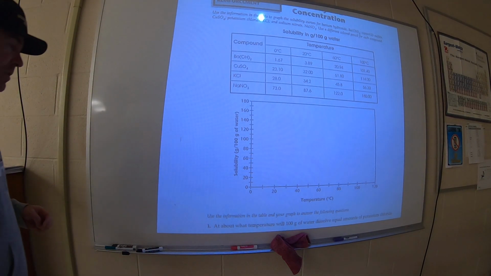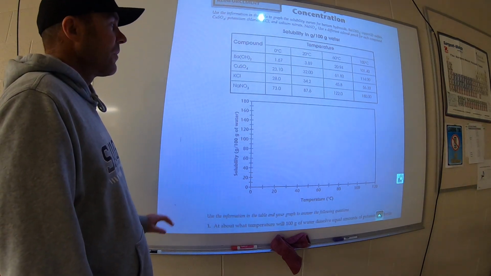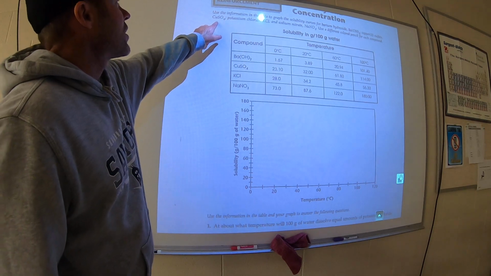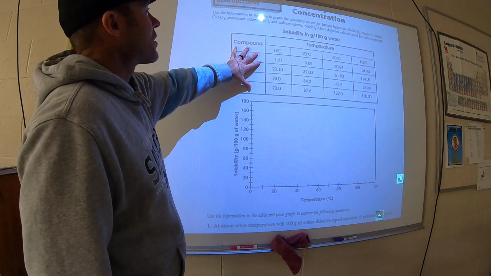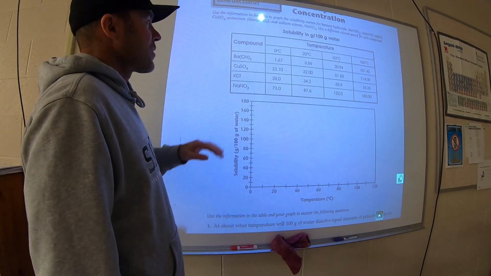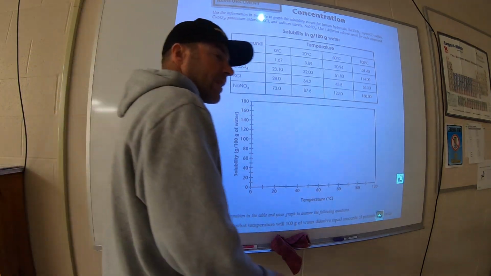This is the temperature versus solubility worksheet 2. We're going to go through and do this real quick. The first thing it tells you to do is use the information in the table, so this table right here, to graph the solubility curves for these 4 substances. So they give us 4 different temperatures for each one.